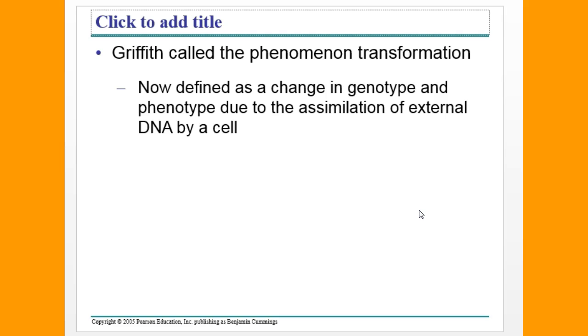Griffith called the phenomenon transformation, now defined as a change in the genotype and phenotype due to an assimilation of external DNA by a cell. So that's where it takes on the characteristics of external DNA.